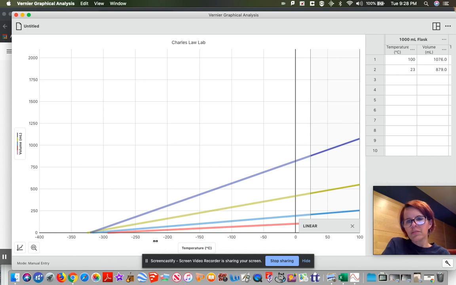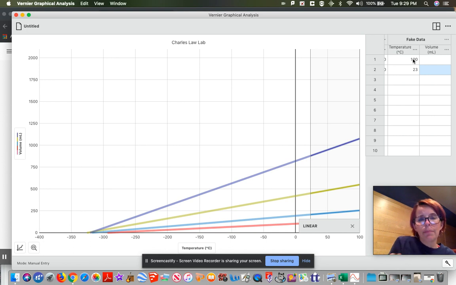But I thought, well, could we show this with theoretical data? So I actually messed with Charles' law, because I know what Charles' law is. You guys don't. I messed around with some numbers, and I made up my own fake data. So if the temperature had been 100 degrees, and yes, I converted into Kelvin and then back into Celsius again so that I could make this data work. So this is the data I came up with.